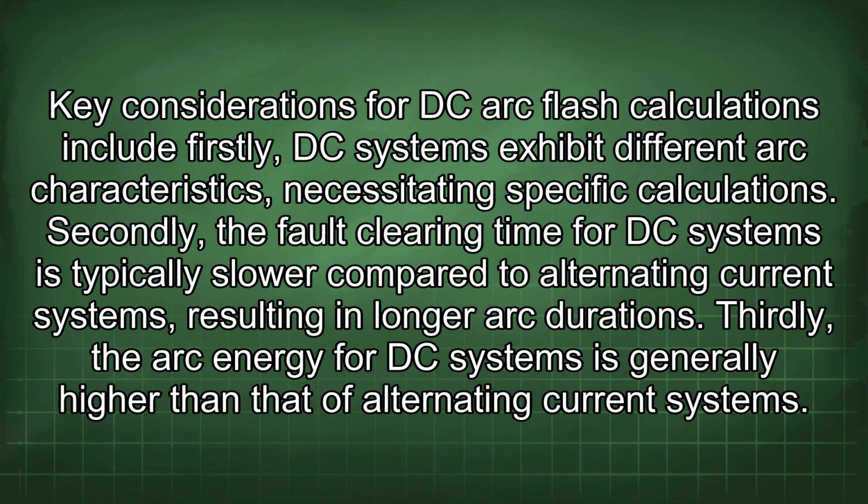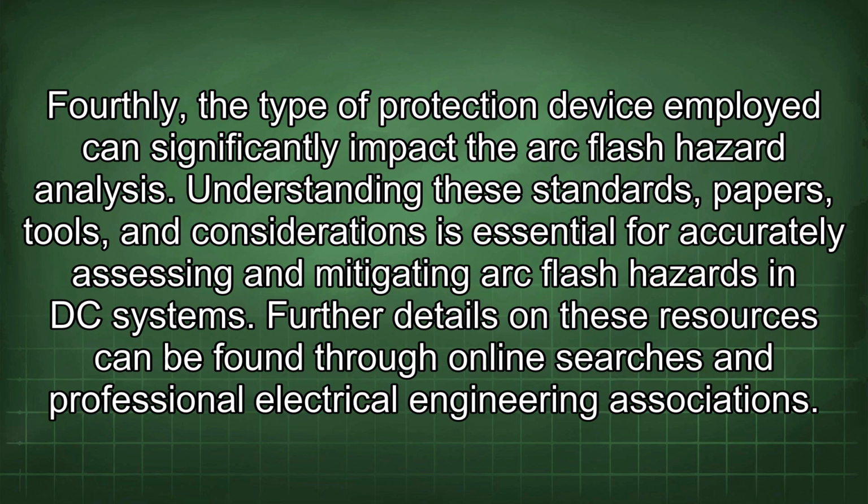Secondly, the fault clearing time for DC systems is typically slower compared to alternating current systems, resulting in longer arc durations. Thirdly, the arc energy for DC systems is generally higher than that of alternating current systems. Fourthly, the type of protection device employed can significantly impact the arc flash hazard analysis. Understanding these standards, papers, tools, and considerations is essential for accurately assessing and mitigating arc flash hazards in DC systems.